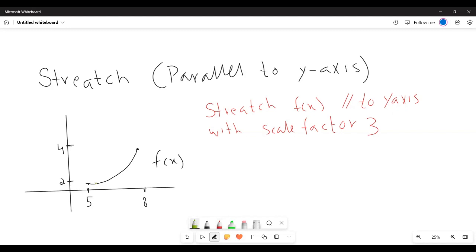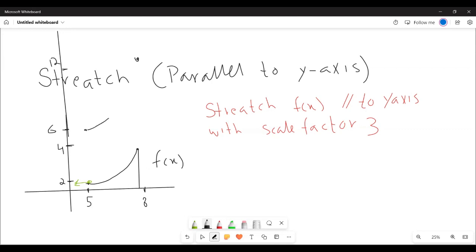If it is being stretched parallel to the y-axis, then the value of y here at 5 gets multiplied with 3, which gives us 6. So at 5, you'll now have 6. And here, when x was 8, y was 4. So now you multiply 4 with 3. That is 12, so it goes up. Let's say 12 is somewhere here. So at 8, now the y coordinate will be 12. And this is what the stretched graph looks like.